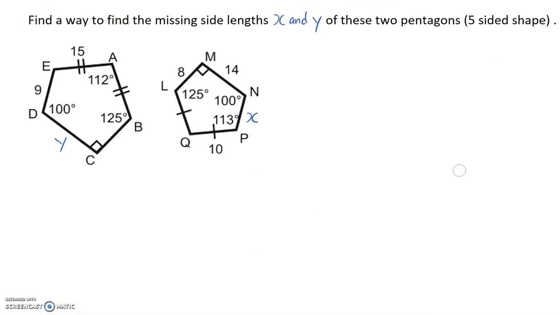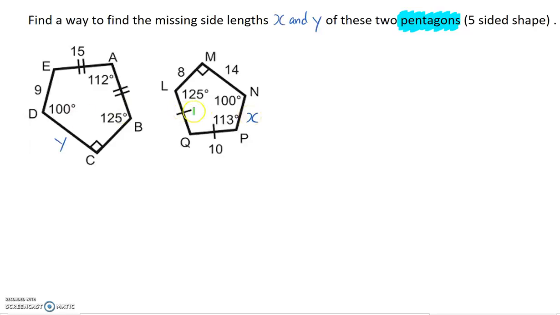Let's take a look at another example. We're going to try to find the missing side lengths x and y of these two pentagons, which are 5-sided shapes. So we have our pentagons. We can see that the missing sides here are x and y, and we want to figure them out.